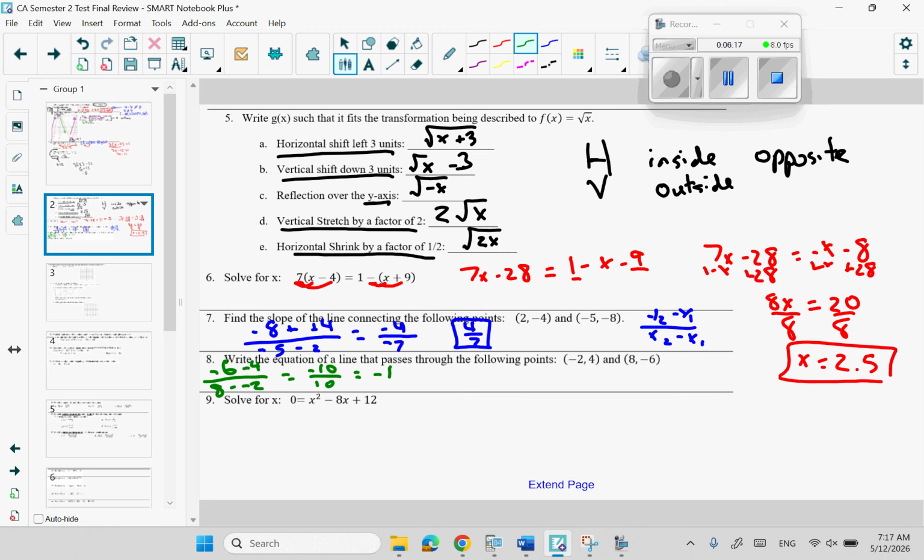Then I can use point-slope form, this idea that y minus y1 equals m times x minus x1. So I can pick either coordinate for the sake of argument and pick the first one. So we get y minus 4 equals negative 1 times x plus 2. Distribute the negative 1. y minus 4 equals negative x minus 2. Add 4, add 4. y equals negative x plus 2.